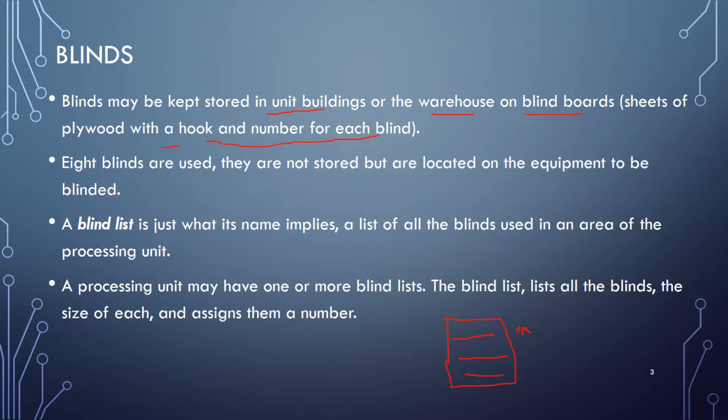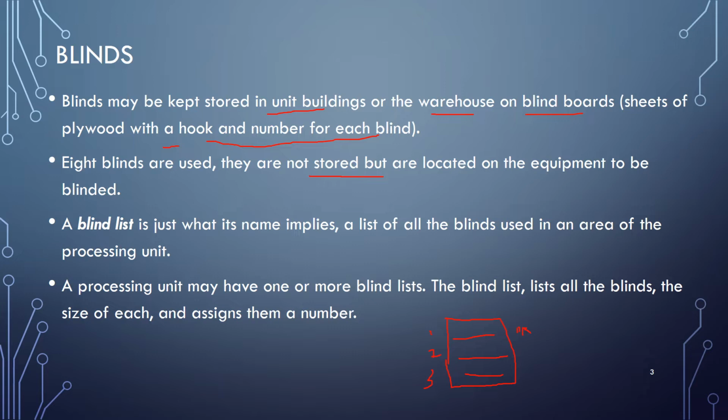Normally the 8 blind, which means the spectacle blind, is not stored in a warehouse. It will always be there in the line. Already I told you, one side is closed, another side is open. You got the point. So the very important point in this slide is what we mean by blind list. The blind list is a plywood board. It has hooks. Each row has a different pressure rating, and according to the pressure rating, they store the blinds.